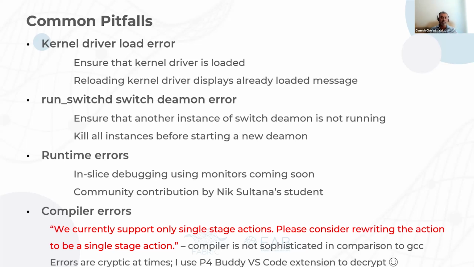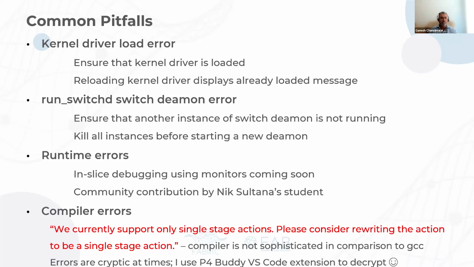And then the next common thing that we see is the switch daemon is running error. When you run the Barefoot or Tofino switch daemon, if there is another instance that is running, the message that you get is not very user friendly. It will give you a connection error, like "I cannot connect," but internally it is the switch daemon. There is another instance of switch daemon that is already running, and you may want to kill all of them, or reuse the already running switch daemon.